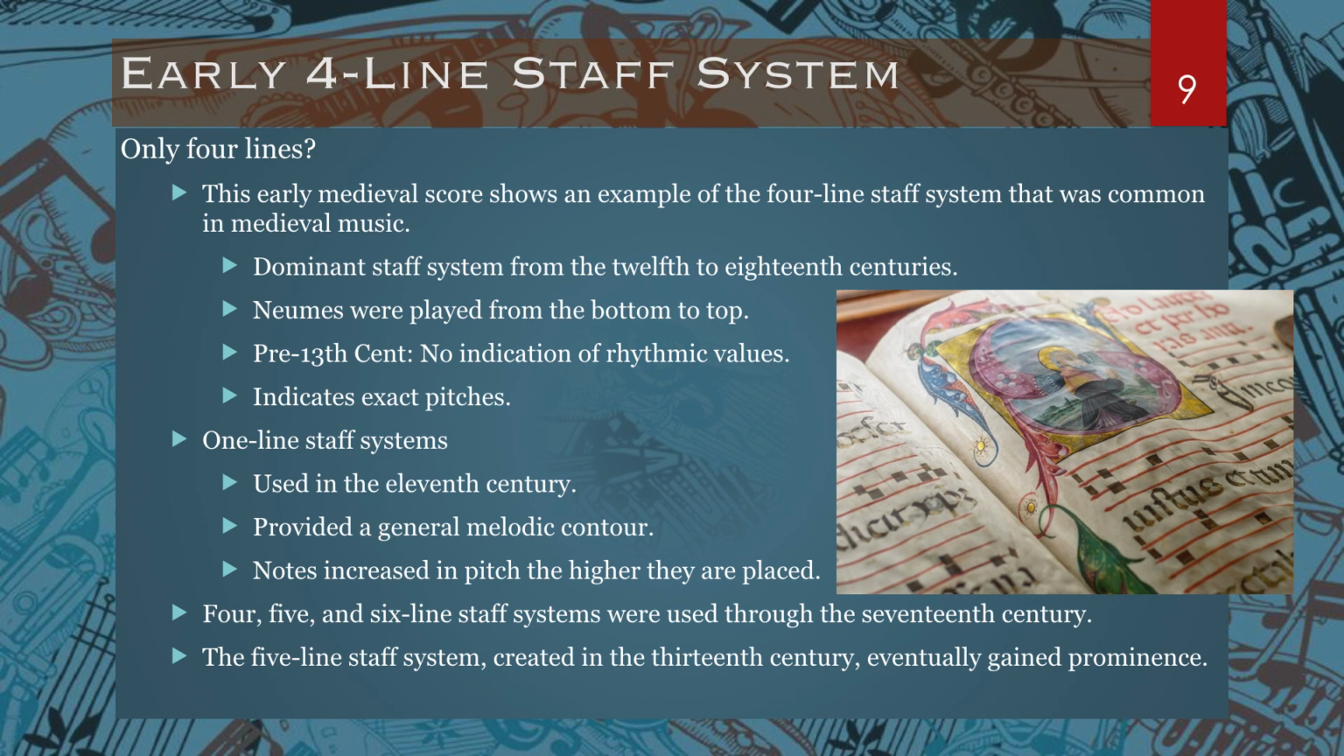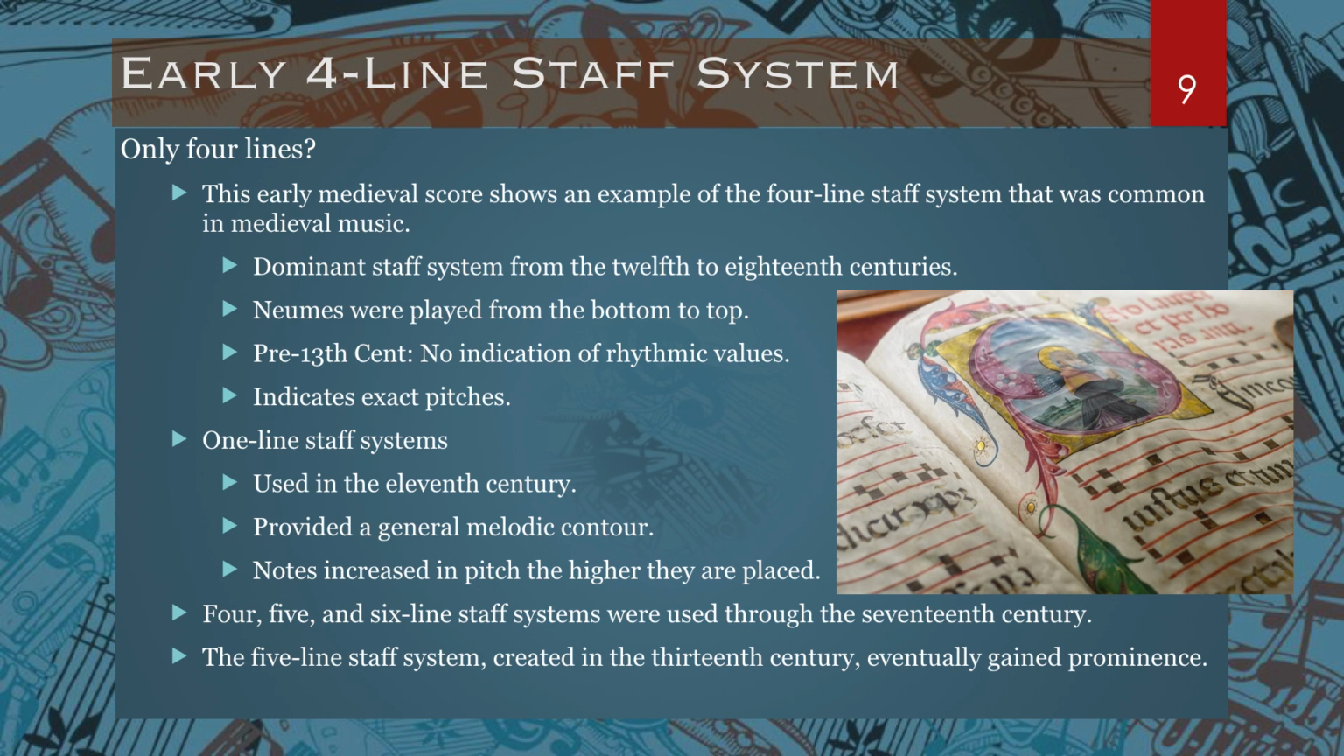So the early 4-line staff system. Before we had the 5-line staff system that became mainstream, a 4-line staff system was experimented with. It's shown here in the example. You see there are 4 red lines, and often, in important manuals, they would color the music. So it was more for presentation than for the actual singers.